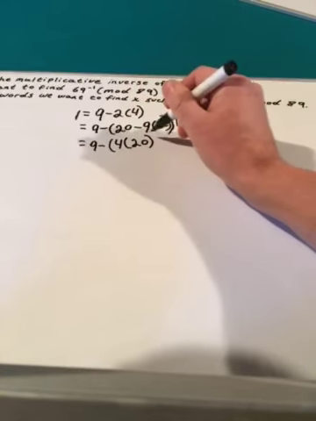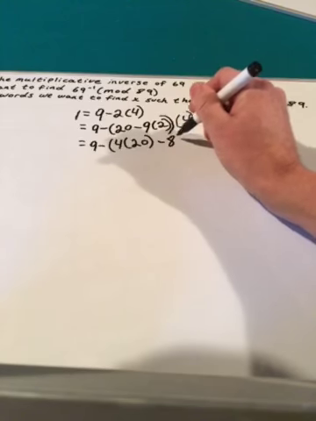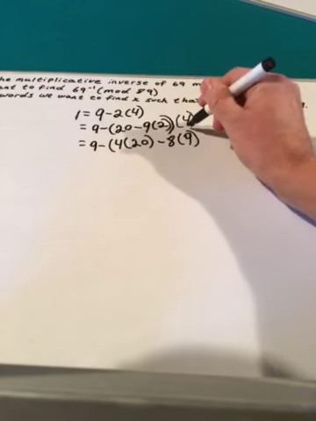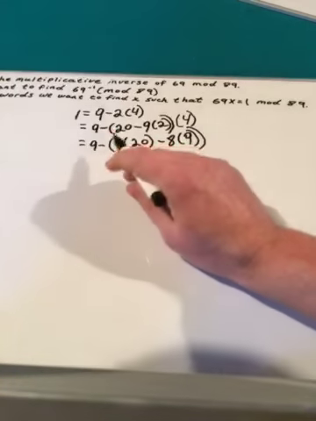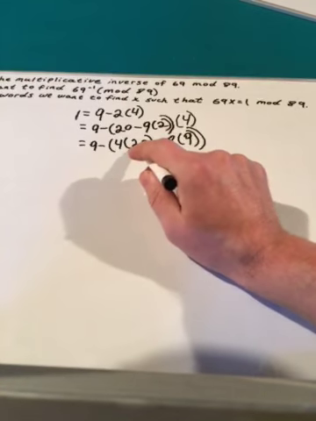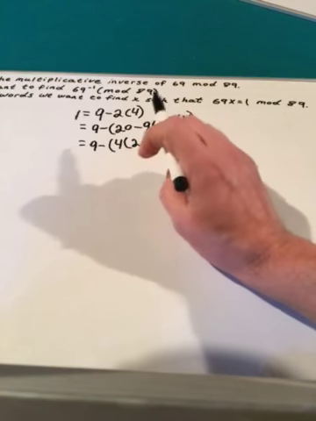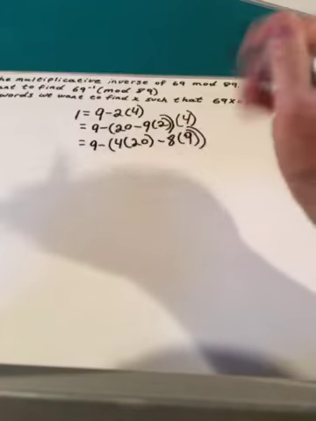But there's a minus sign there, so it's minus 8 9s. And this is all subtracted, right? That's 4 times 20, which is 80, minus 8 times 9. So it's 80 minus 72, 8, 9 minus 8. We're still at 1.